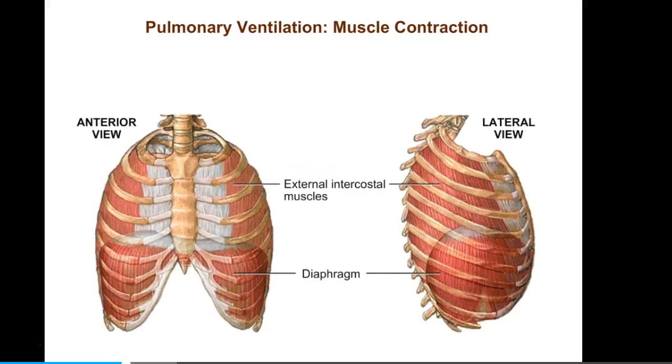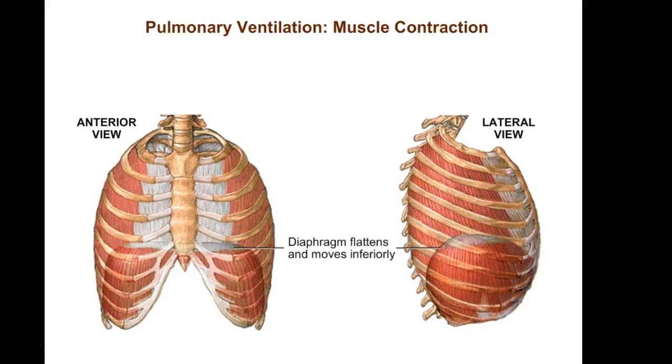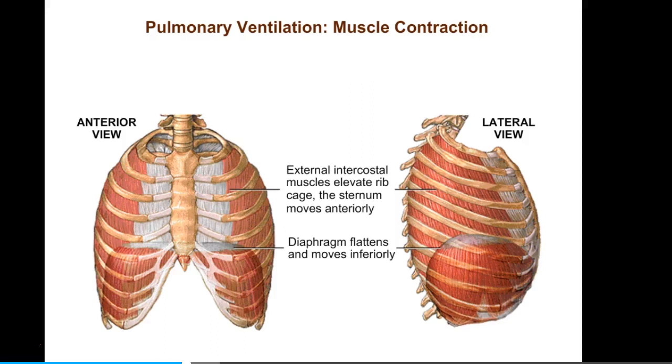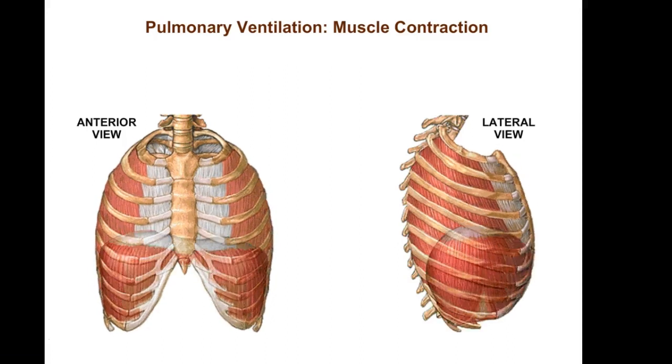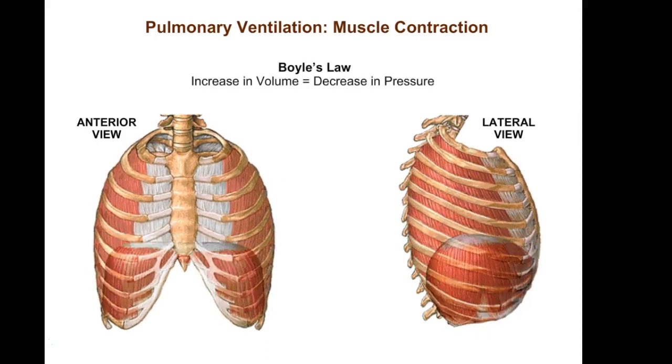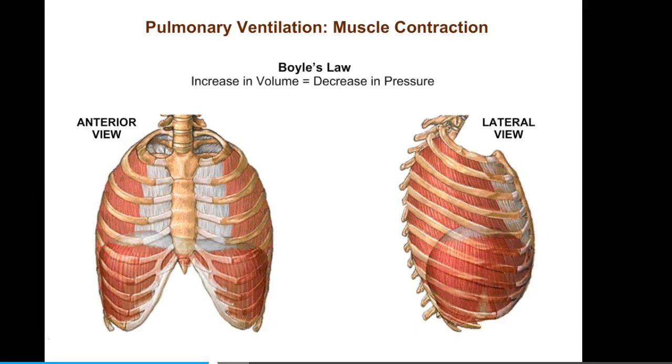The volume of the thoracic cavity is changed by muscle contraction and relaxation. Take a few seconds to notice the movements of your chest during your own quiet breathing. During quiet inspiration, the diaphragm and the external intercostal muscles contract slightly, enlarging the thoracic cavity. Notice how the diaphragm flattens and moves inferiorly, while the external intercostal muscles elevate the rib cage and move the sternum anteriorly. These actions enlarge the thoracic cavity in all dimensions. As we learned from Boyle's law, increasing the volume decreases the pressure within the thoracic cavity and the lungs.